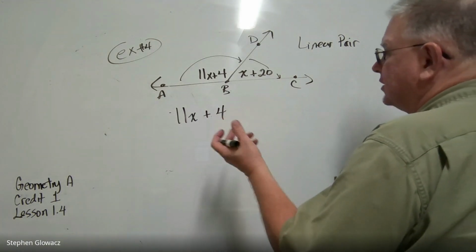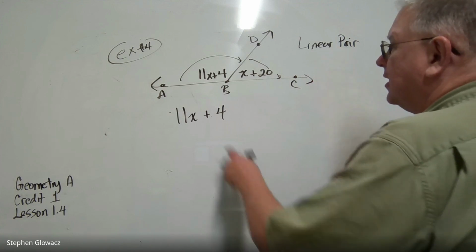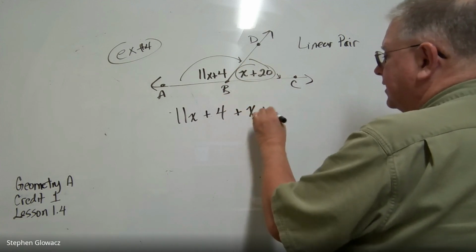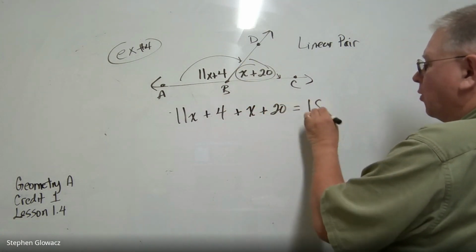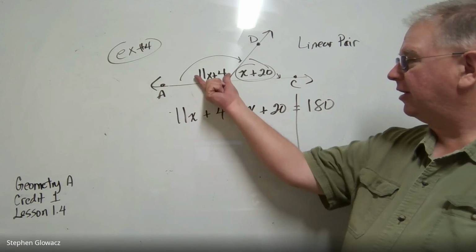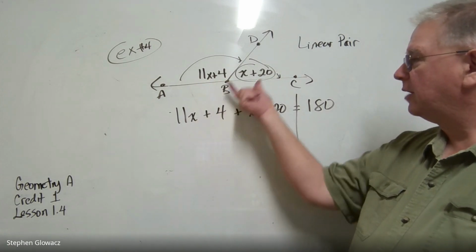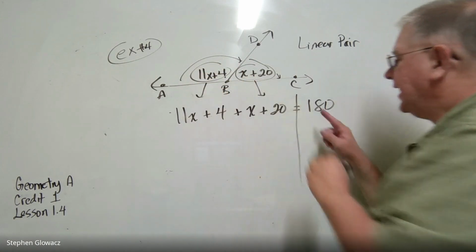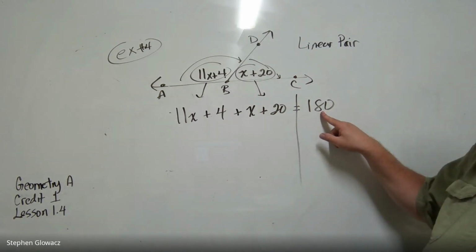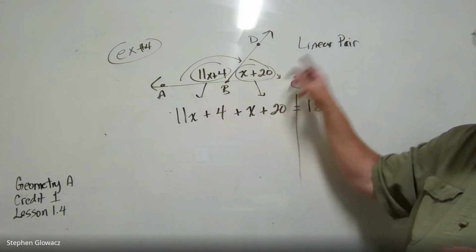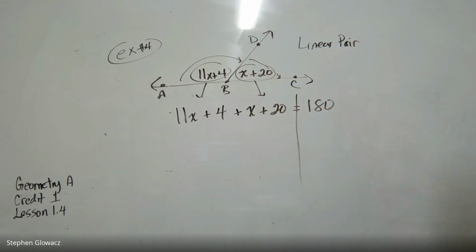So these angles are supplementary. They're a linear pair. So 11x plus 4 plus the other angle, x plus 20, equals 180 degrees. So again, our angle here, 11x plus 4, plus the other angle, x plus 20, so those are two angles, equals 180 degrees, because together they're supplementary, they form a straight angle, and they're also a linear pair, which all those things mean they add up to 180 degrees.